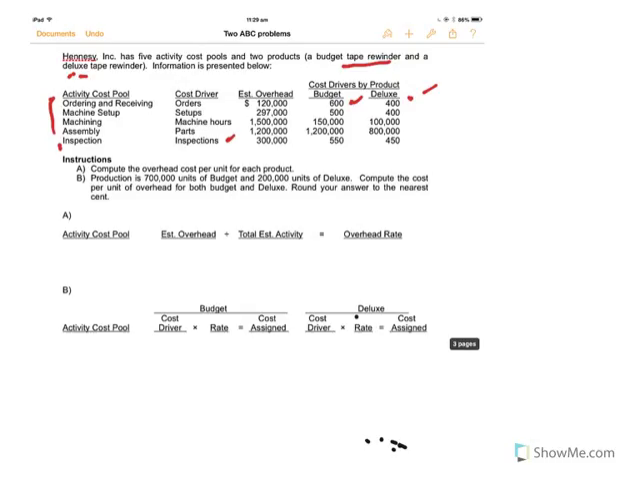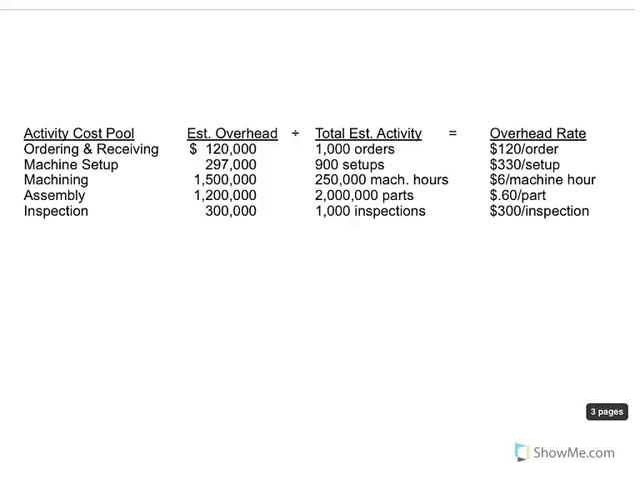Now, first of all, you have to determine the overhead rate for each activity. The first activity, ordering and receiving, estimated overhead $120,000. But here you have to take the total activity, which is 600 plus 400, 1,000. The total activity for machine setup, 900, and so on. So what you would have is the pools, 1, 2, 3, 4, 5, the estimated overhead, which is given, and the total number of hours. The number of setups, the total number of activity, and that too is estimated for the year.